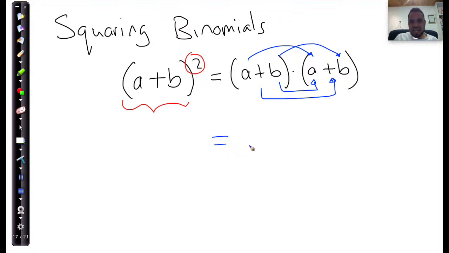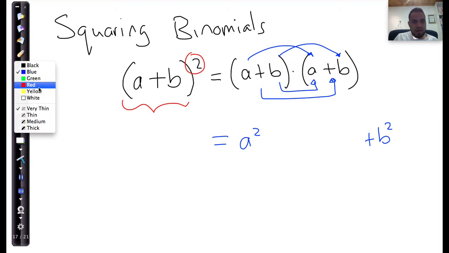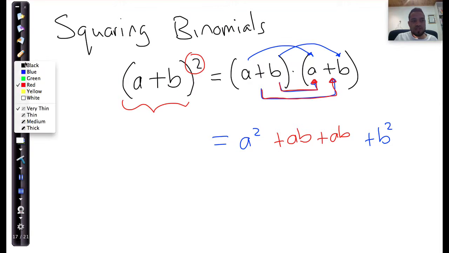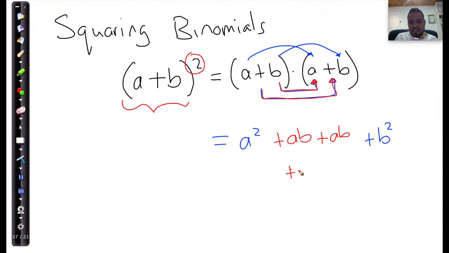That's going to be a times a, which is a squared, and b times b, which is the last one over here, is going to be plus b squared. And then we can say, well, okay, let's do this one here first. That one there is plus a times b, and the second one over there is going to also be plus a times b. Right, so now you're sitting with ab and another ab. Well, how many abs do you have? That gives you certainly 2 abs. So I'm going to say that's plus 2ab.